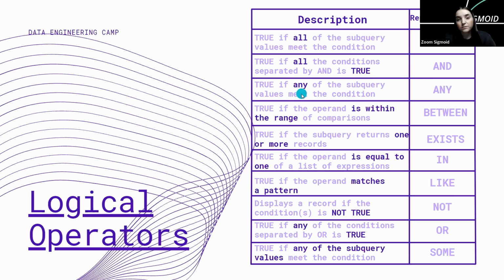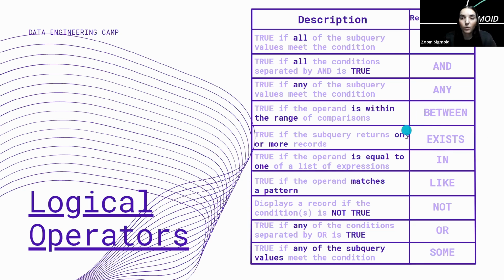ANY is not so strict. It's true if any of the subquery values meet the conditions. BETWEEN is true if the operand is within the range of comparisons. BETWEEN gives you the opportunity to indicate a range of values. So we will examine these operators in the next workshop.